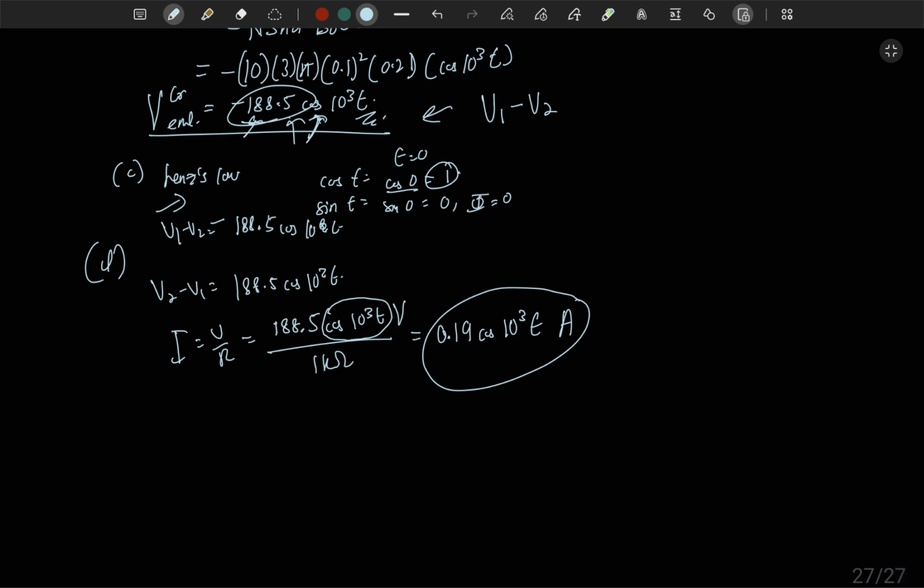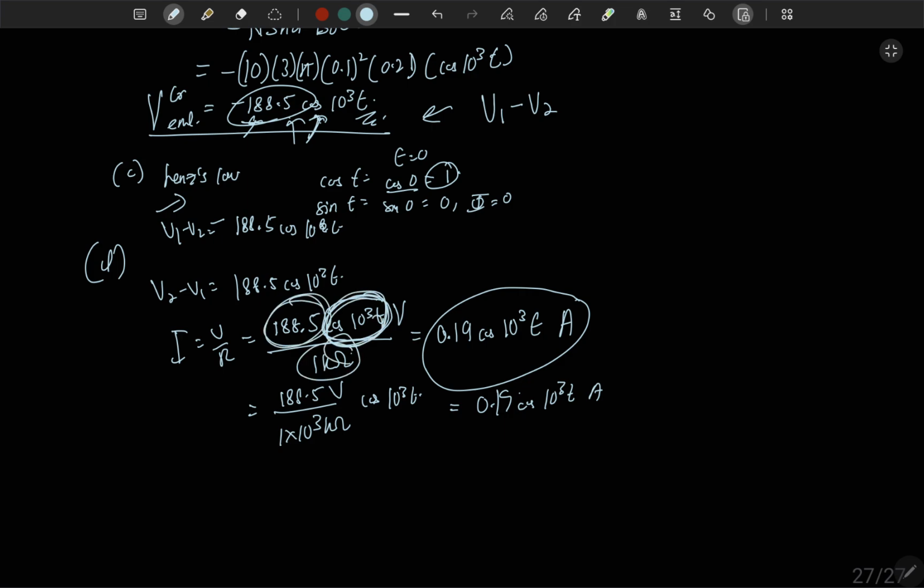I hope we have made it clear, and that's all for today. Usually for the cos, you just need to write it as such. So the answer would come as such. This is the time, this is the voltage unit and this is the resistor unit. Okay, thanks.